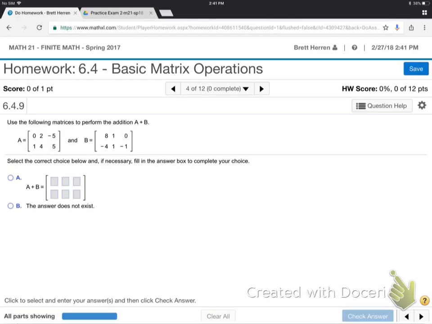So this one probably is just do by hand, either way. It just says, A plus B, add them up. So 0 plus, is that 8? Yeah, 8. And then you just go entry by entry. 2 and 1, 3. You get it? You just add up corresponding entries. Upper left with upper left, upper middle with upper middle, upper right with upper right, etc.